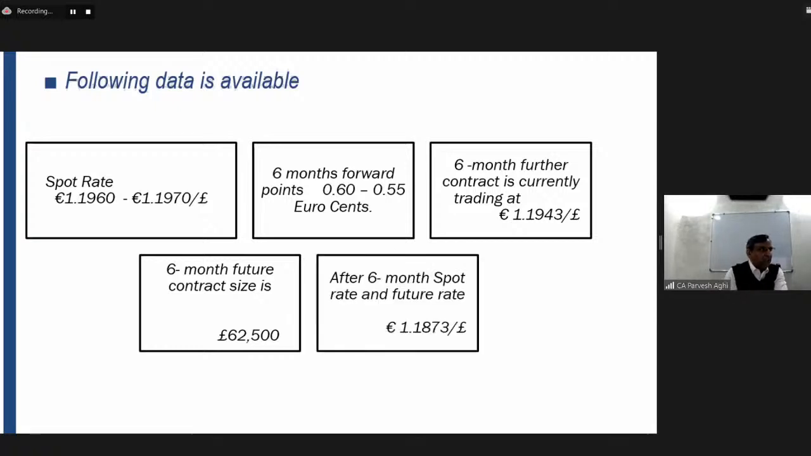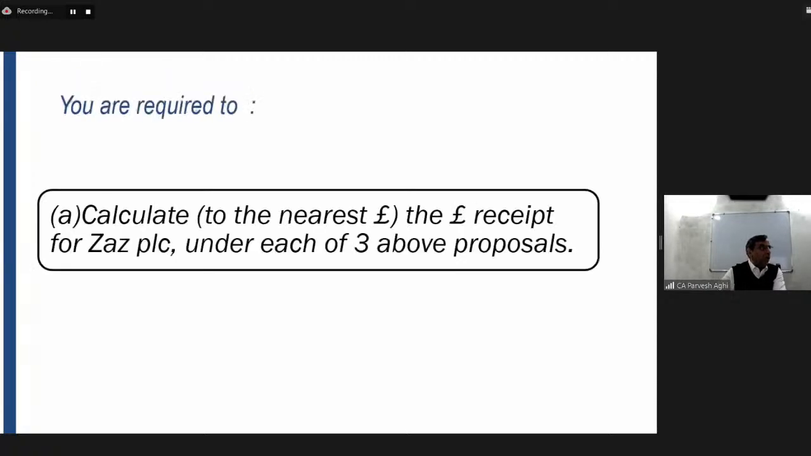After 6 months, the spot rate and the futures rate, which are the same, are given as 1 pound equal to euro 1.1873. So after 6 months, both the spot and the futures rates are the same. Okay, fine. So you are required to calculate, to the nearest pound, the pound receipts for Z PLC under each of the 3 proposals.